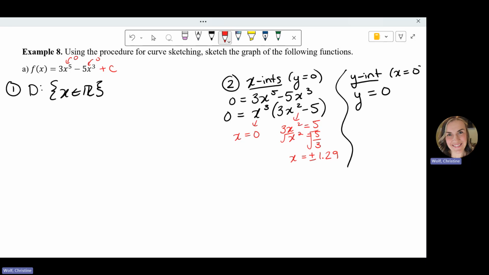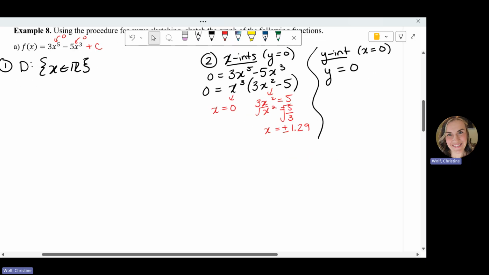Y when x is 0, but you can clearly see it's always just going to be the constant because both those terms will just disappear. So there you go. I have a few x-intercepts here and I have a y-intercept as well.